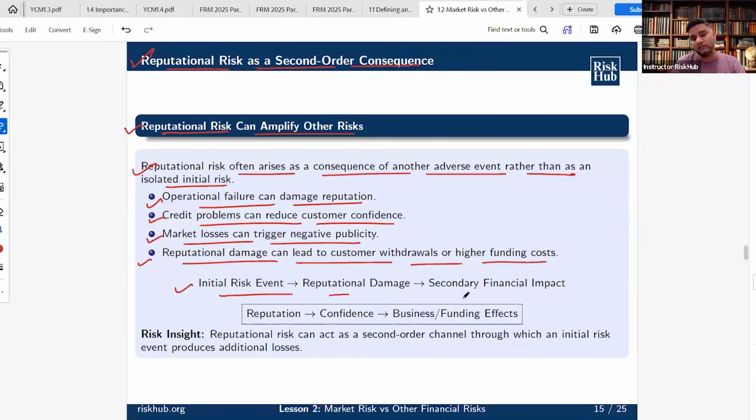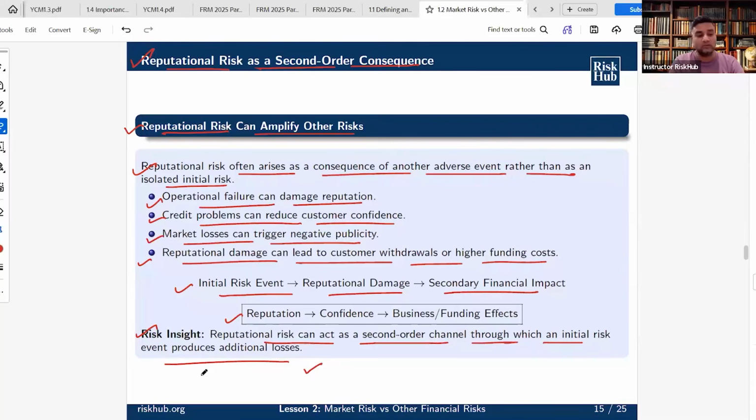Initial risk event, reputation damage, secondary financial impact. Reputation, confidence, business, funding effects. Key insight: reputation risk can act as a second order channel through which an initial risk event produces additional losses. This slide places reputation risk after another event rather than beside the other categories. It lists 4 links: operational failure damages reputation, credit problems reduce customer confidence, market losses trigger negative publicity, and reputational damage leads to customer withdrawal or higher funding costs.